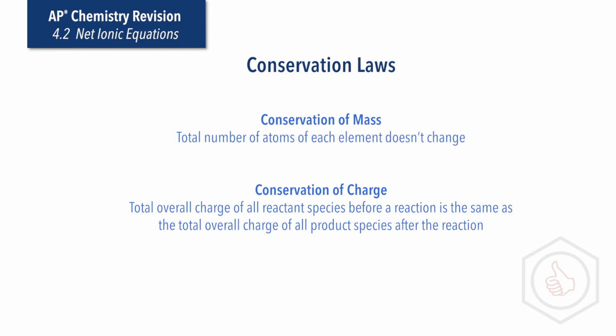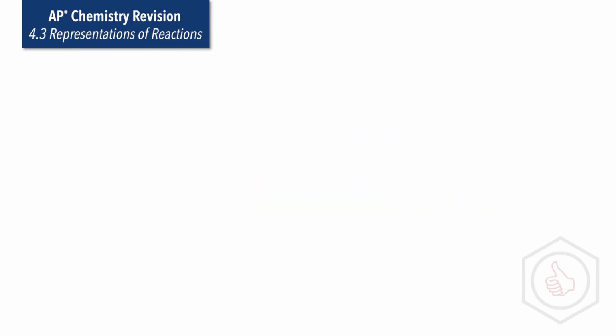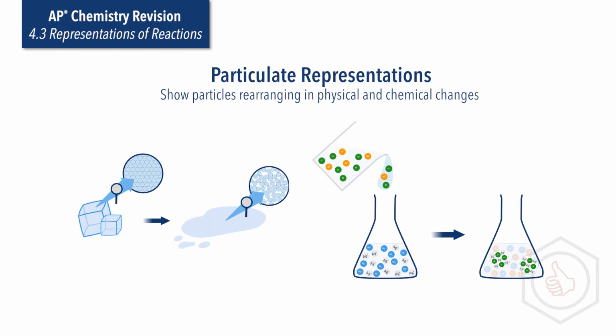These two laws are universal and always apply, so make sure when you're writing equations both of these laws are followed. Particulate representations, also called particulate level diagrams or molecular level models, illustrate chemical and physical changes by showing individual particles interacting and rearranging. These visual models are especially helpful for understanding how reactants become products in a reaction and the role of spectator ions.